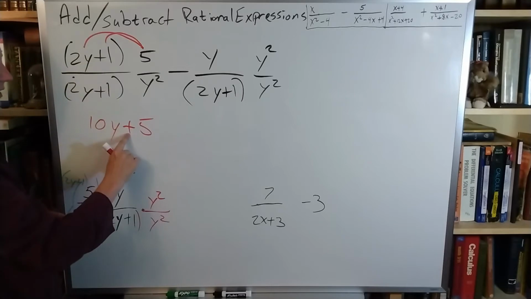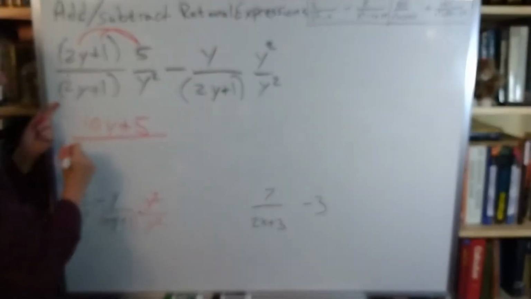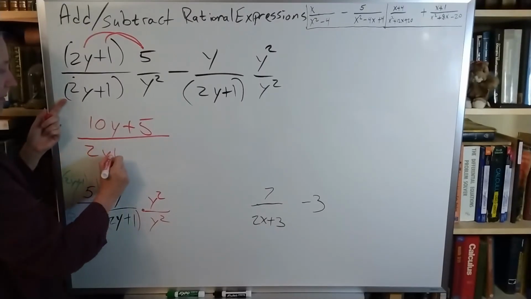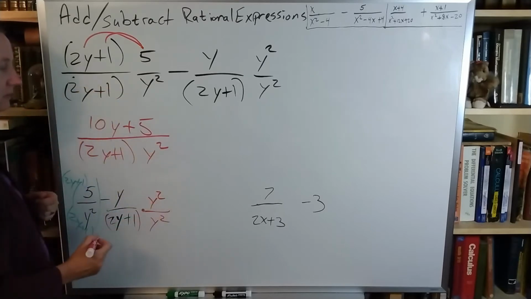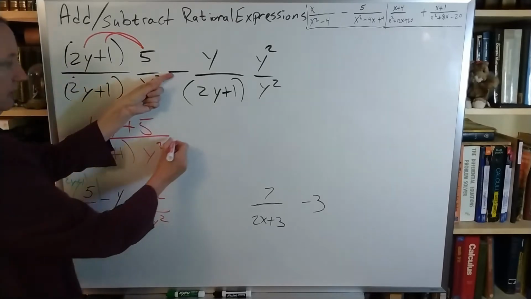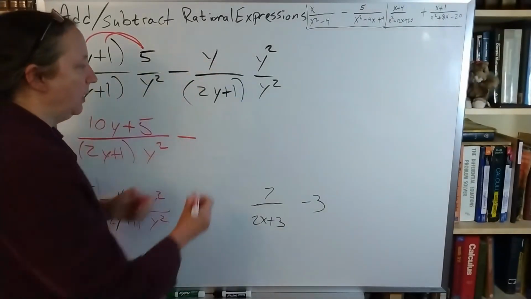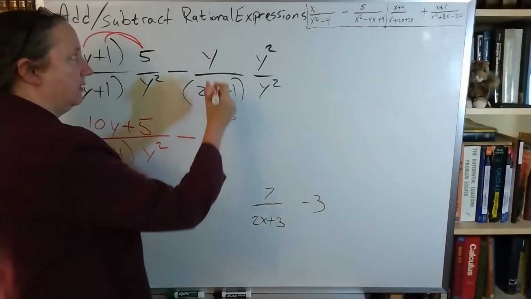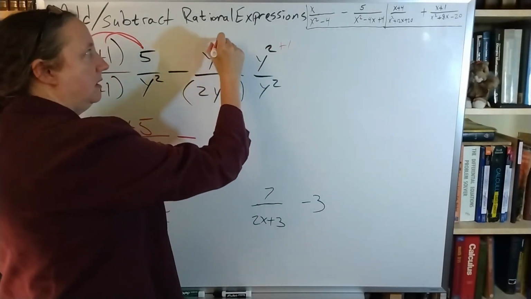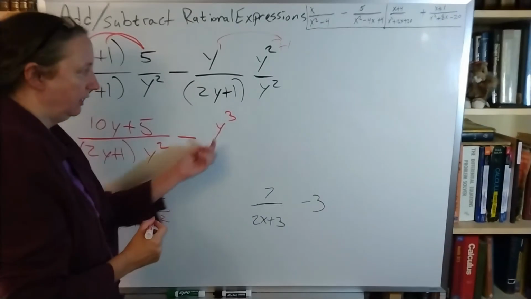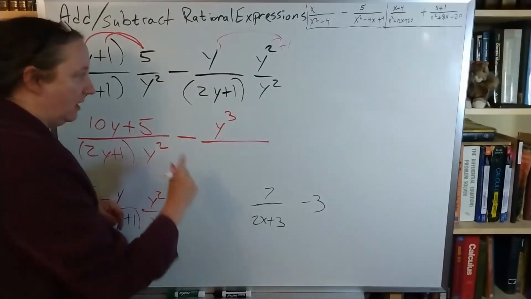Take the 5 times the 1. I have my plus sign, carry it forward. I'm going to leave the bottom factored, so it's going to be the 2y plus 1 times y squared. Then I have my minus sign. Then I have my second fraction, y times y squared. So that's an understood 1 there. So I'm adding that 1 over to there, so it gives me y to the third, over, and I'm leaving the bottom factored.